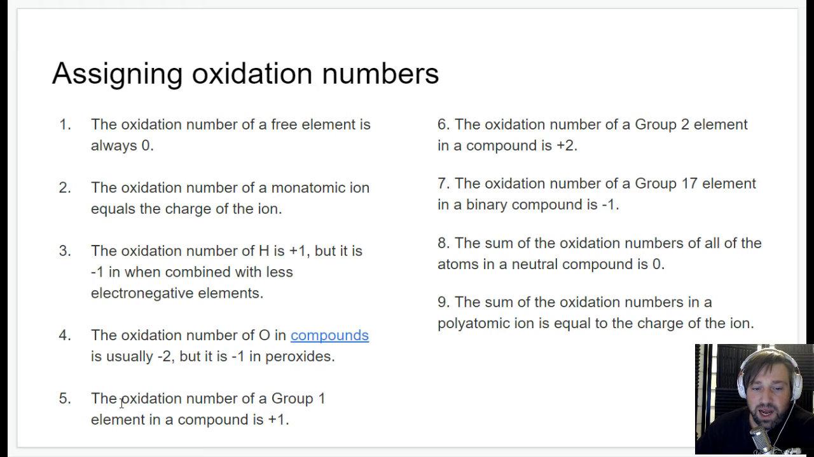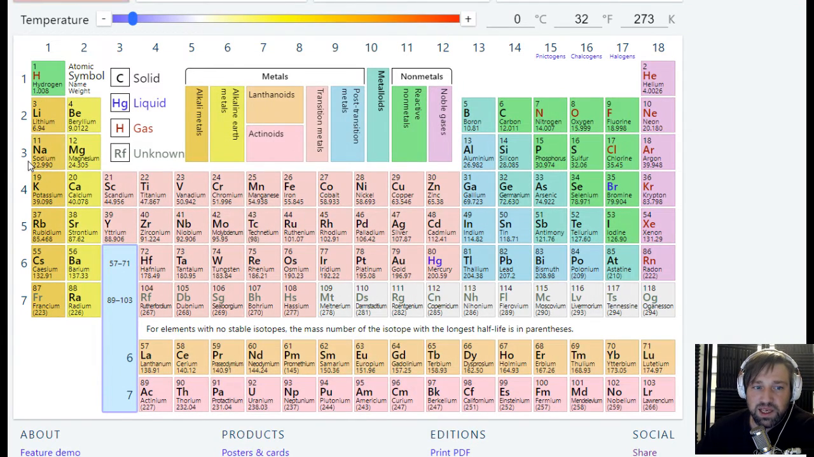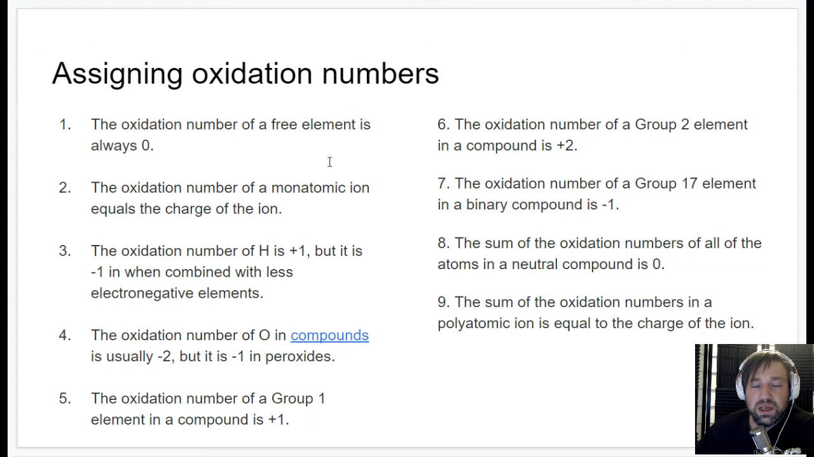Oxidation number of group 1 is +1. Group 2, +2. Group 17, -1. This kind of just makes sense, right? You can remember, what's the charge of your group 1s? +1. What's the charge of your group 2s? +3. Or +2. +3? No, +2. What's the charge of your group 17? -1. So, as far as oxidation goes, these guys are pretty straightforward.